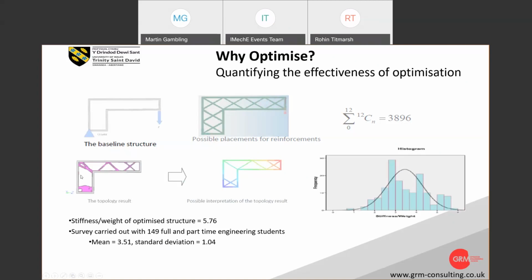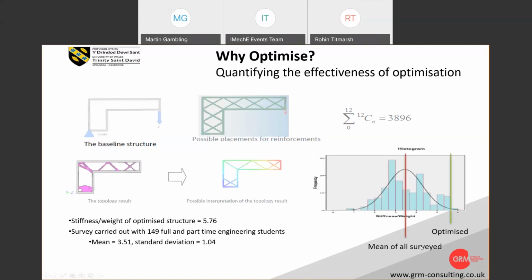So if we then, in this case, do a topology optimization, you get the solution you see here, and then he interpreted that into these selected ribs you see in the middle, and that gives us a 5.76 stiffness to weight ratio. So take a little look at that.